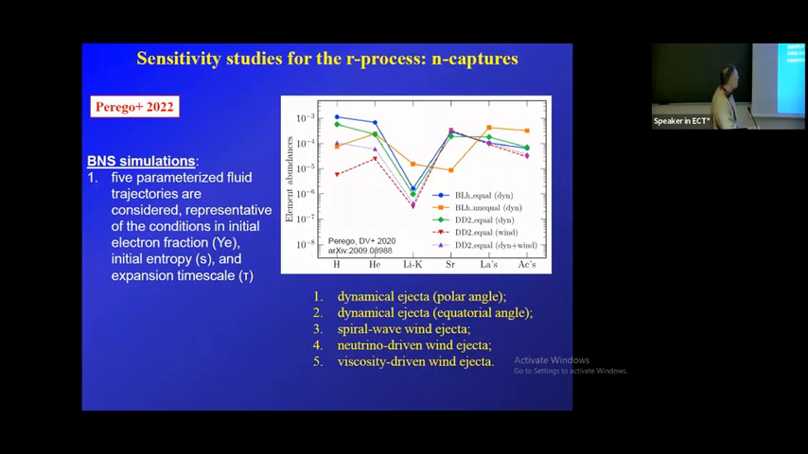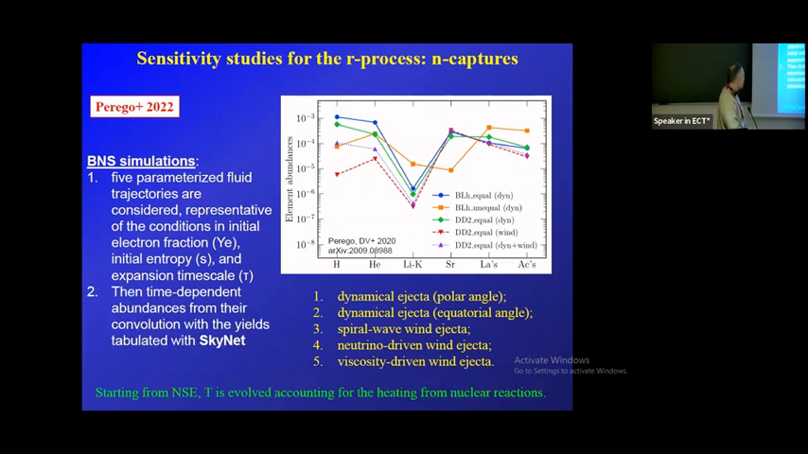Going back to our sensitivity study, we used the simulation by Perego 2022, in which it has been determined the path that you can obtain on the light elements in the final r-process distribution. From this simulation we chose 5 trajectories representative of the different initial electron fractions, entropies, and expansion timescales, and these are the 5 components we studied.